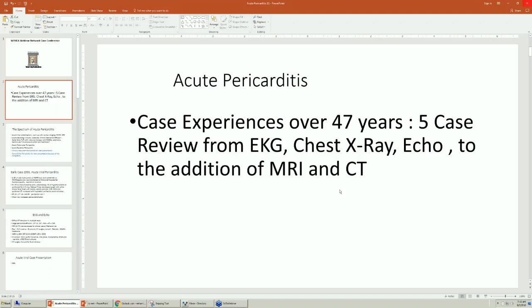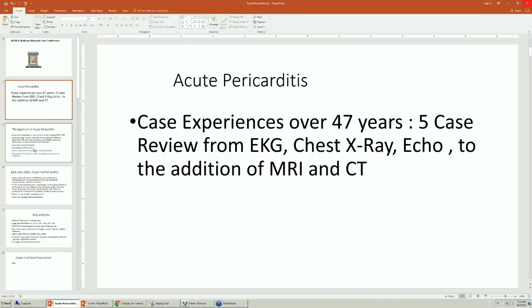We're going to show the transition from EKG, chest X-ray, and 2D echo to the addition of MRI and CT. That's going to be kind of interesting, because during this period of time we had the evolution of technology. I think our first case is somewhere in like 1972, and then we have another case in 1970, and then we have a case in 2003, and then we have 2 cases that are of recent vintage. So it'll be kind of fun.